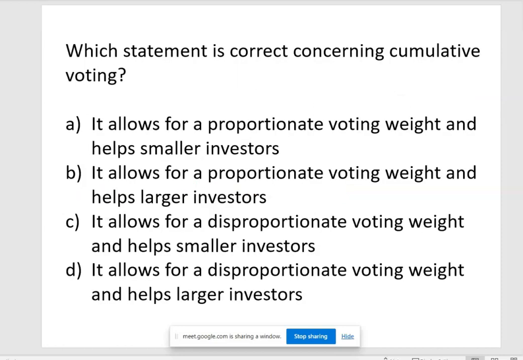Which statement is correct concerning cumulative voting? A, it allows for a proportionate voting weight and helps smaller investors. B, it allows for a proportionate voting weight and helps larger investors. C, it allows for disproportionate voting weight and helps smaller investors. Or D, it allows for disproportionate voting weight and helps large investors.